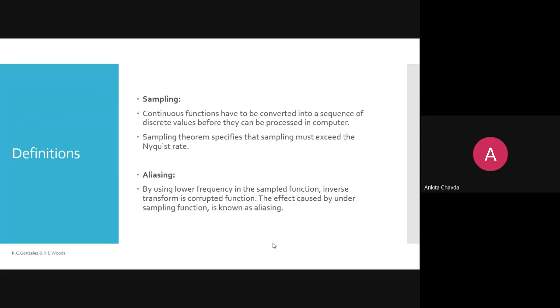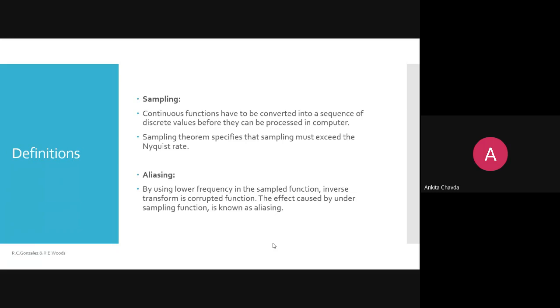Here the sampling theorem specifies that the sampling must exceed the Nyquist rate. Now you already know what the Nyquist rate is; that is not a new term for you. It is one of the standards that has been decided, and all your sampling must exceed that rate at least. It should be greater than that, then it is known as sampling.